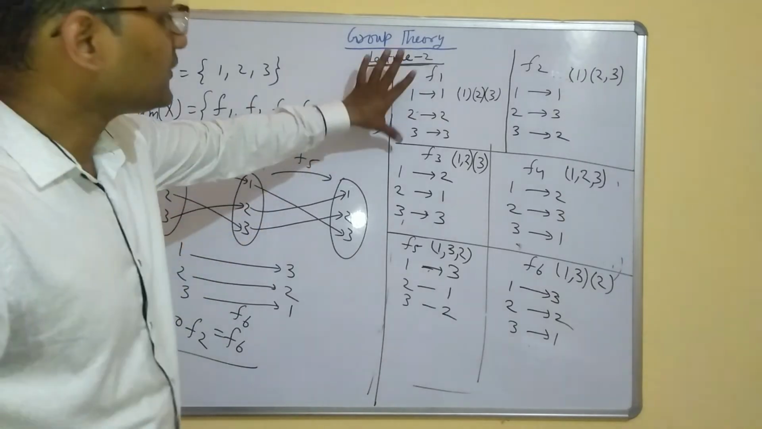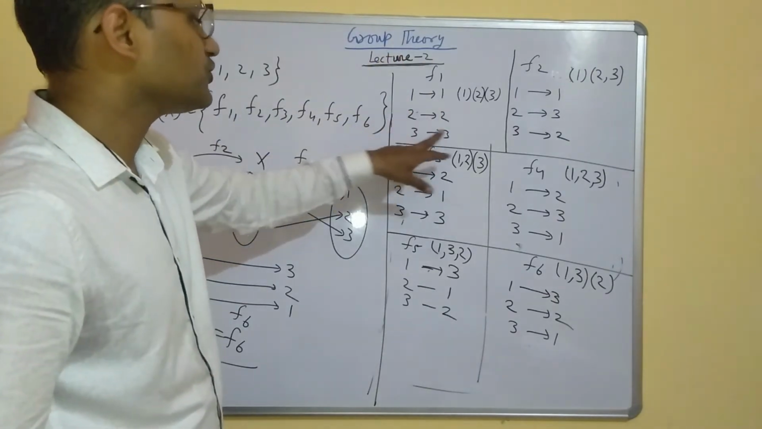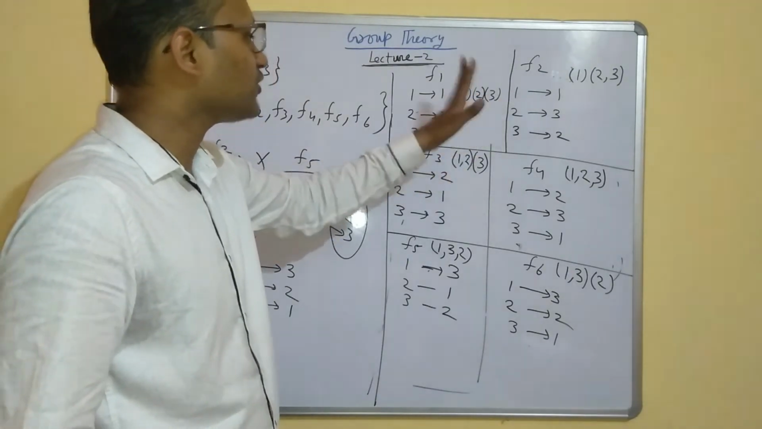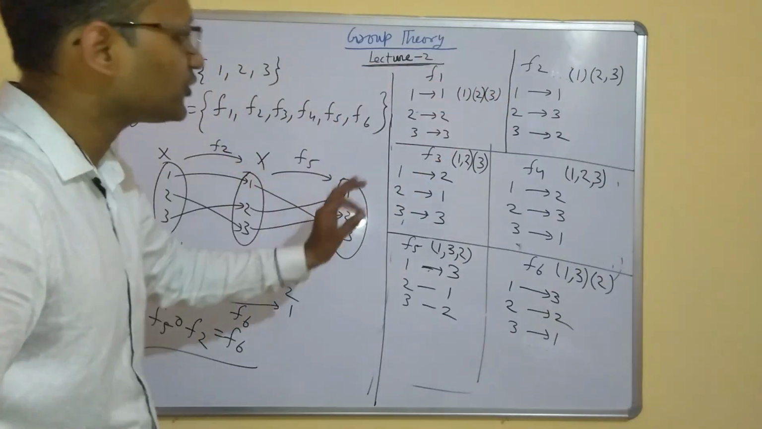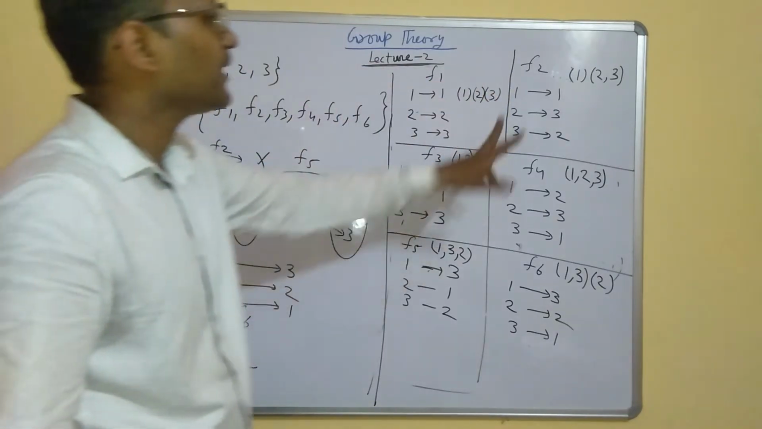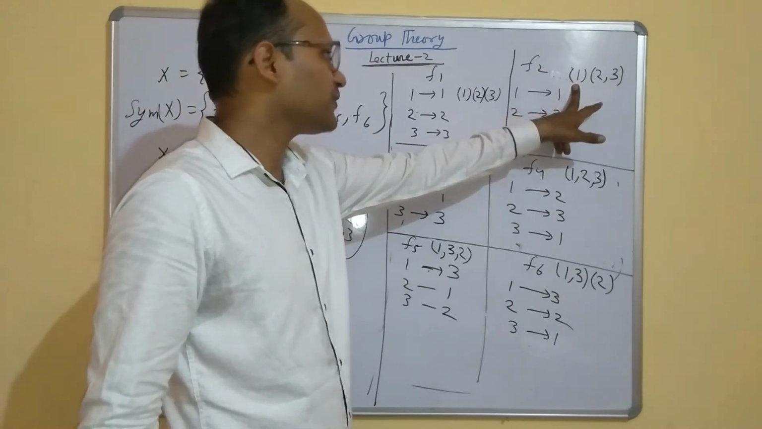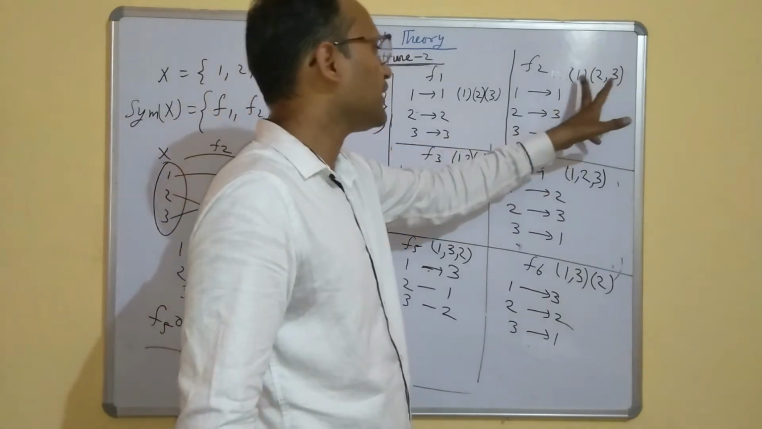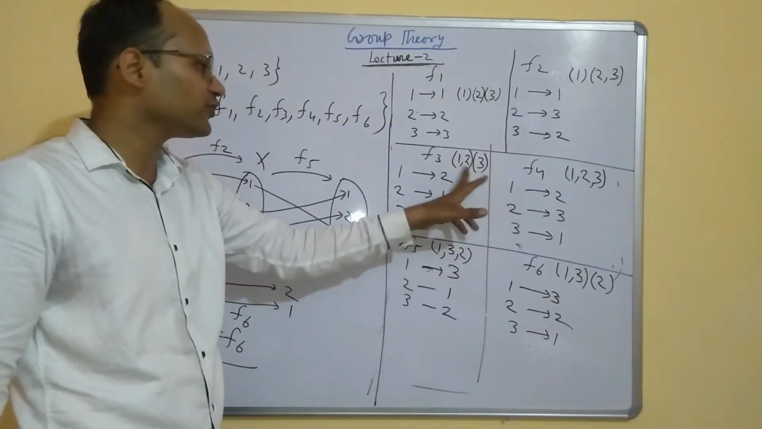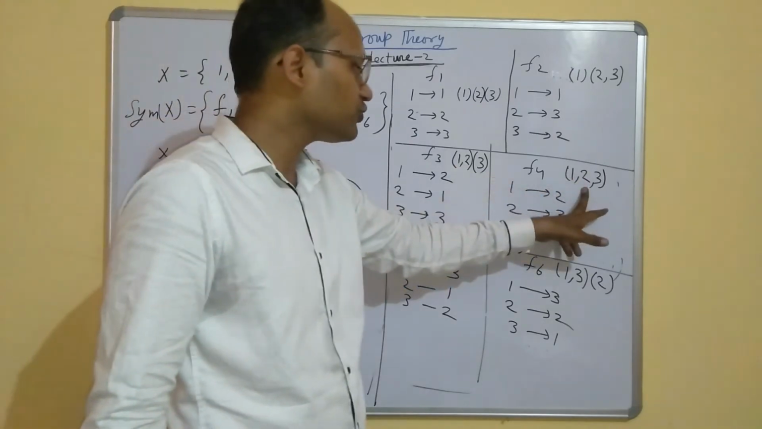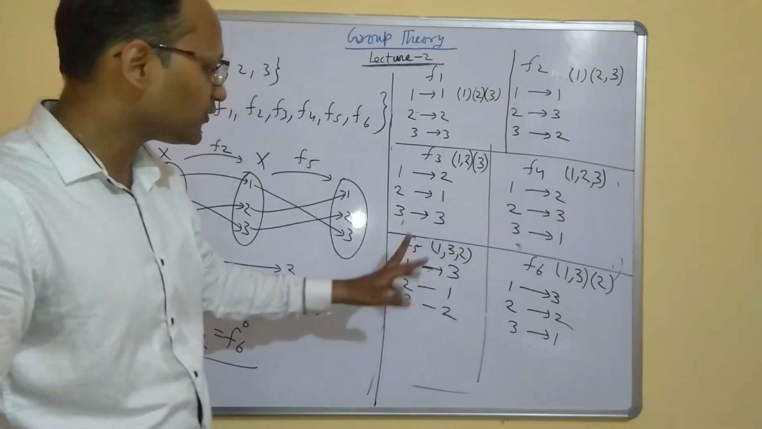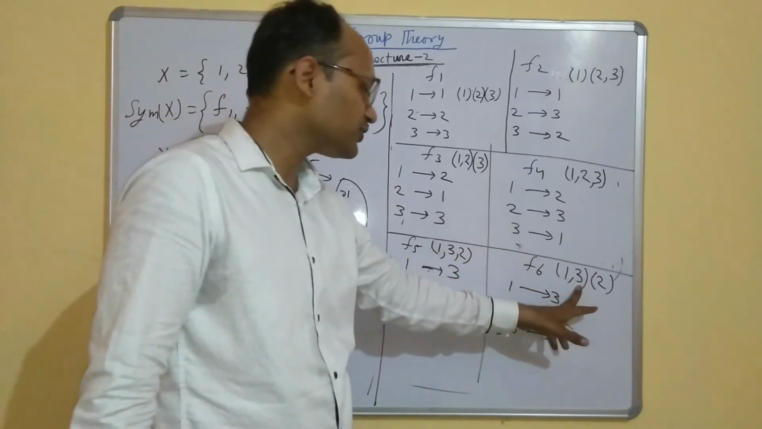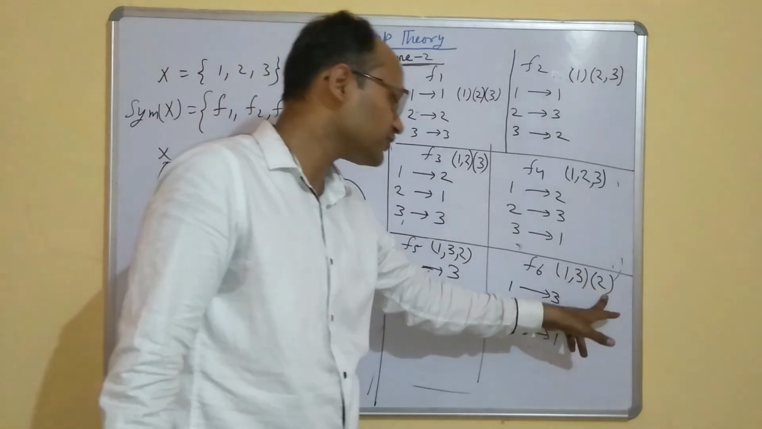So in place of F1, which is too long, 1 is going to 1, 2 is going to 2, 3 is going to 3, if I write in short 1 bracket, it means 1 is not going anywhere, 2 is not going anywhere, 3 is not going anywhere, means 1 is going to 1, 2 is going to 2, and 3 is going to 3. For F2, this bracket 1 and this is 2, 3 means 2 is going to 3, 3 is going to 2, and 1 is going to 1. For F3, 3 is going to 3, 1 is going to 2, 2 is going to 1. 1 is going to 2, 2 is going to 3, 3 is going to 1 under the map F4. 1 is going to 3, 3 is going to 2, and 2 is going to 1 under the map F5. And 1 is going to 3, 3 is going to 1 under the map F6, and 2 is going to 2.